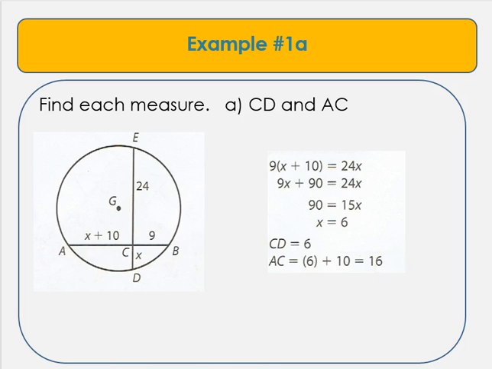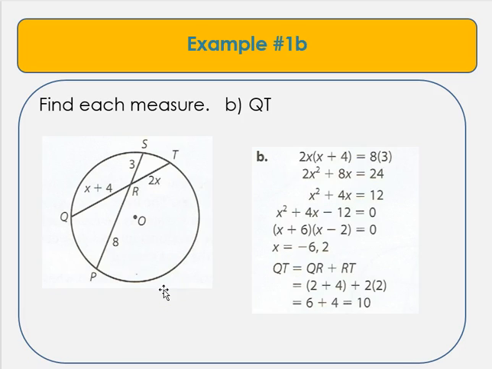So you look at the product of the lengths of the first chord, and you set it equal to the product of the lengths of the second chord. Once again, 9 times x plus 10, and then 24 times x. Then you solve the equation for x, and then you state each missing measure. We'll go to example 1b, and they ask us to find the whole segment QT. So we'll set the product of our chords equal to each other, and that will be 2x times x plus 4 equals 8 times 3.